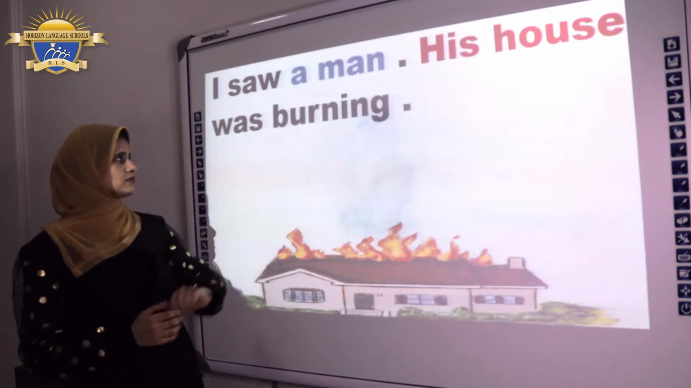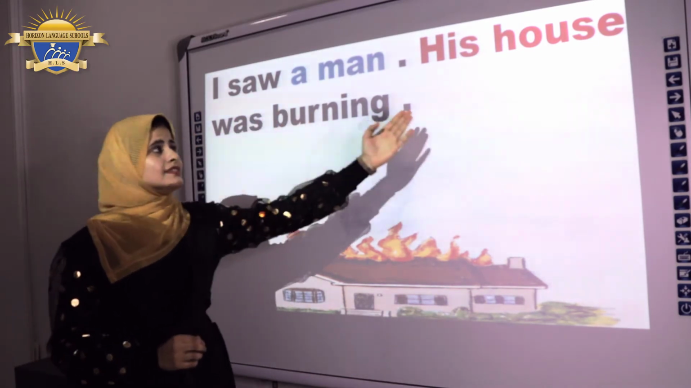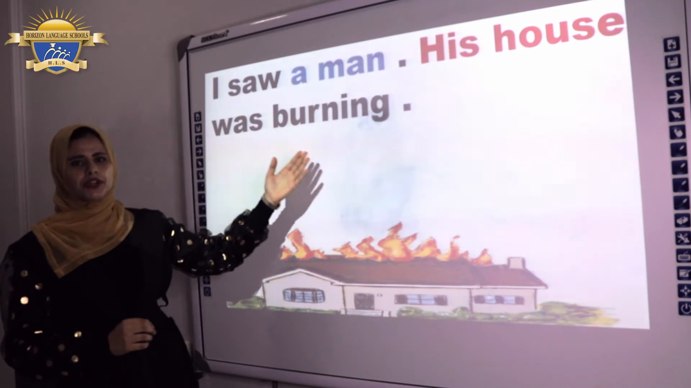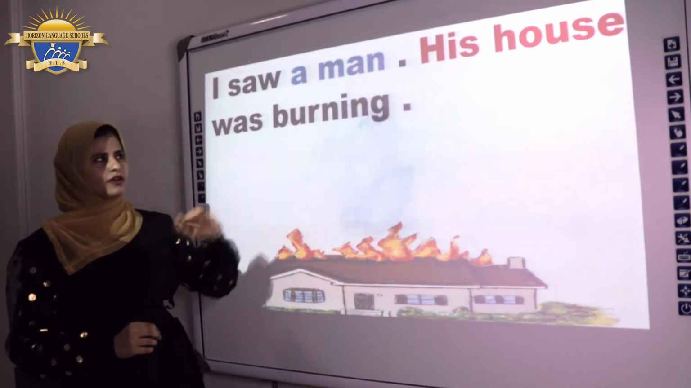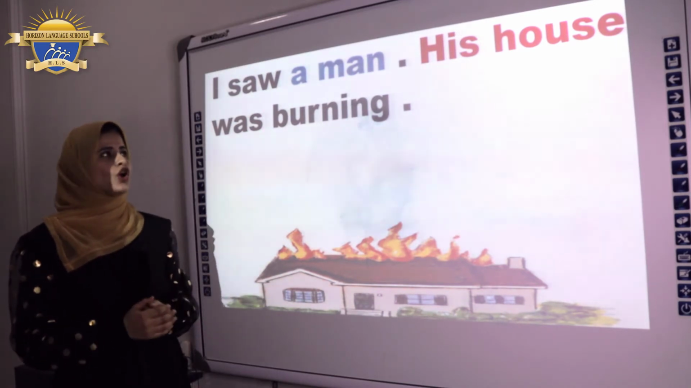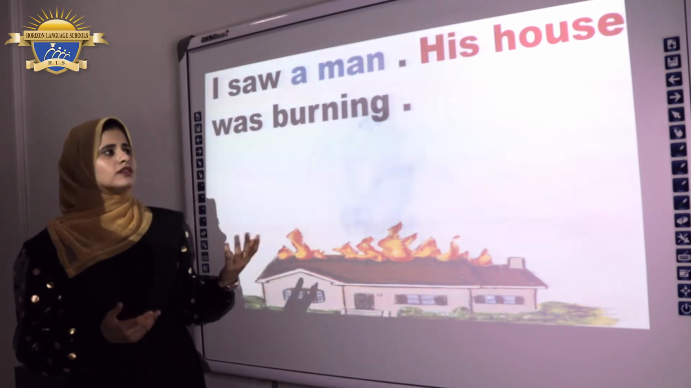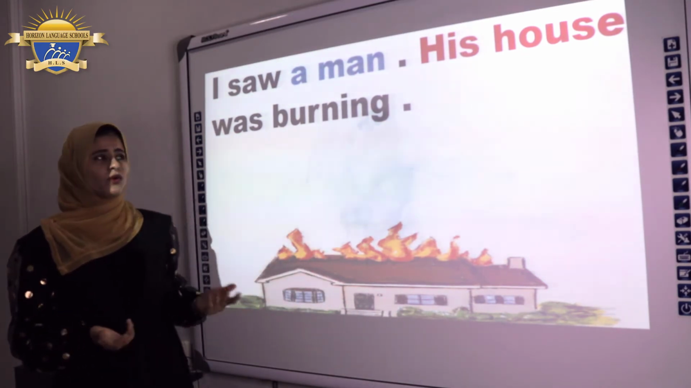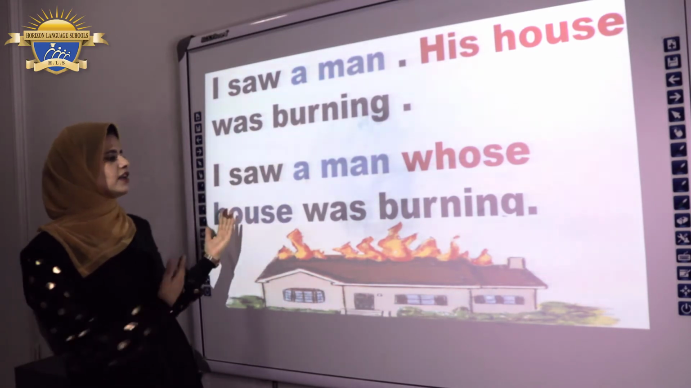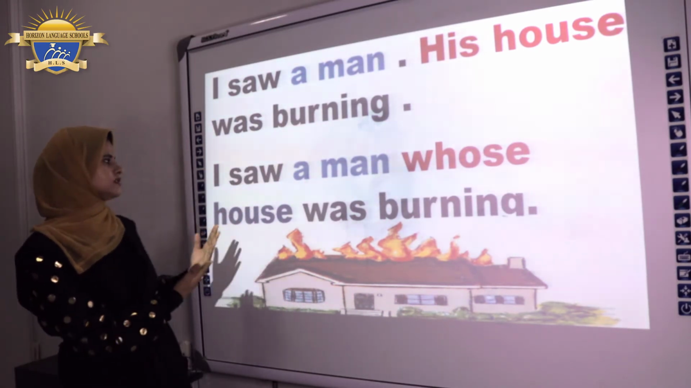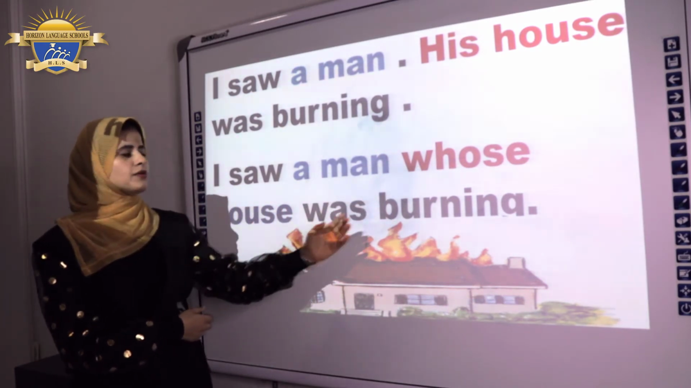Okay? Let's go to another point. I saw a man. His house was burning. Okay? If I ask you, whose house is that? What does this house belong to? Okay, you can say it belongs to a man. So how can I join these two sentences? Let's see. I saw a man whose house was burning.